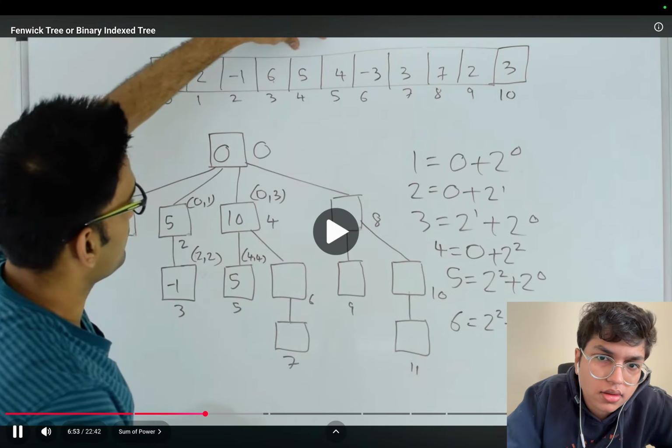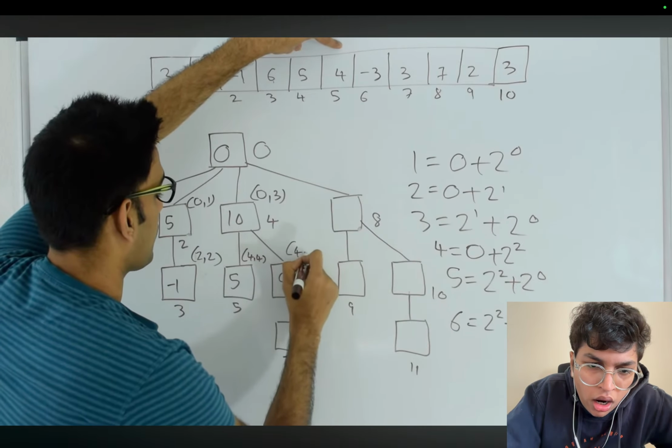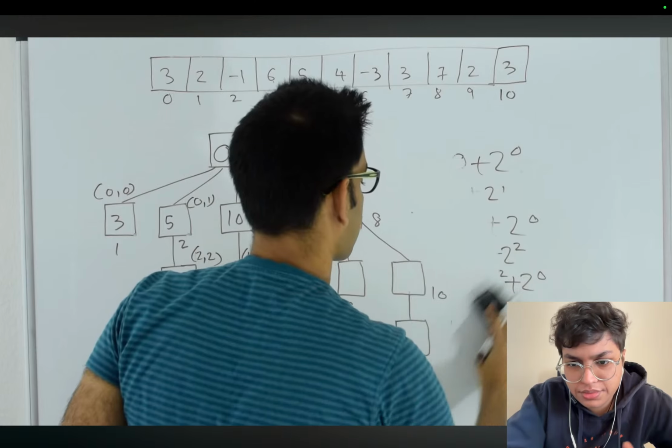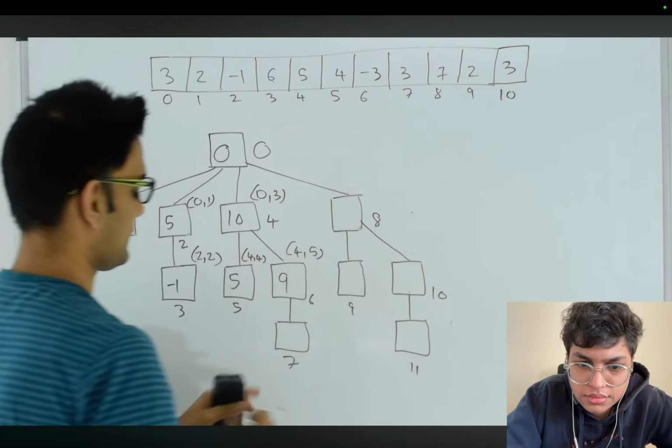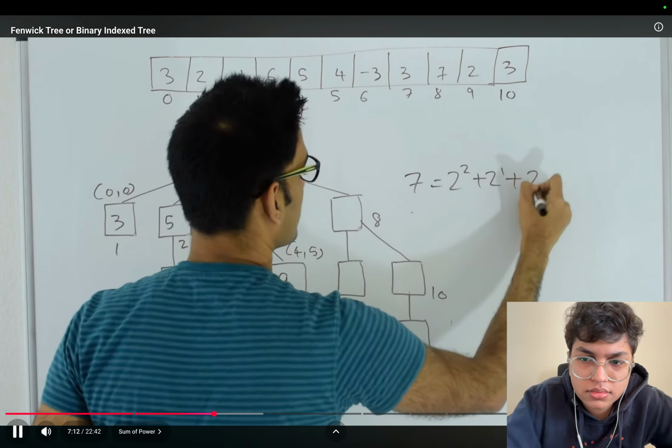4, the sum of next two elements will be stored at 6. So that's 9. And this is 4, 5. Let's try to fill up 7. 7 is 2 raised to 2 plus 2 raised to 1 plus 2 raised to 0.